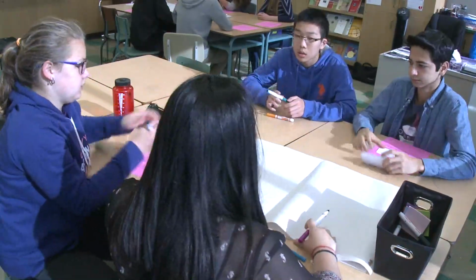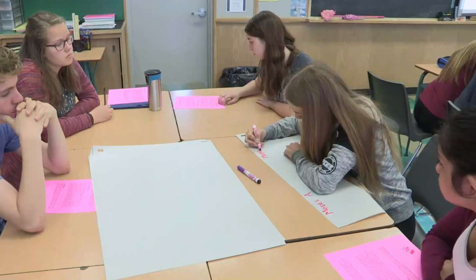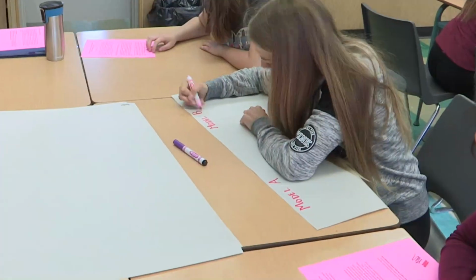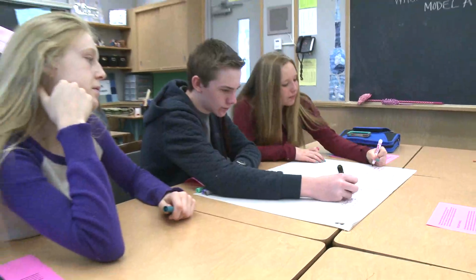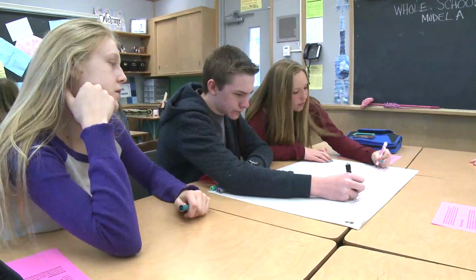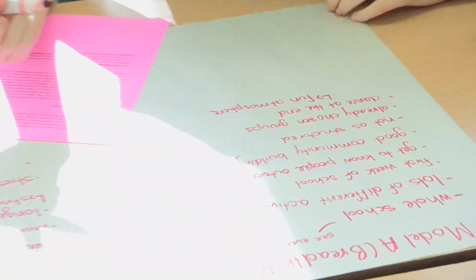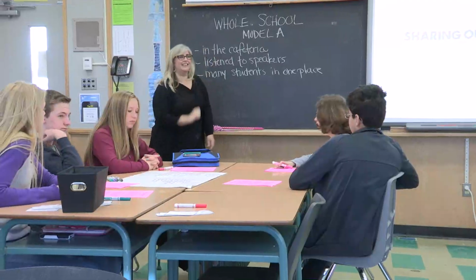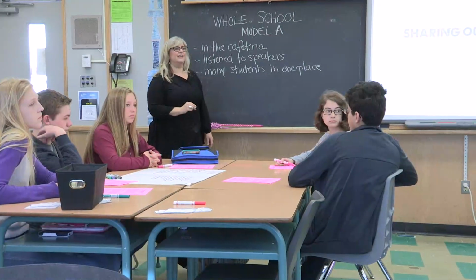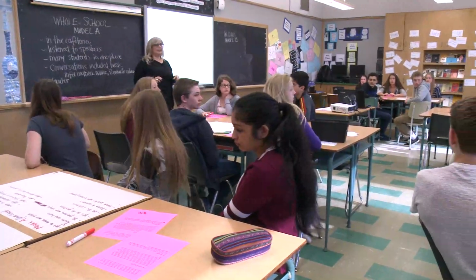We don't want to like or dislike one model over the other, so we're going to try to describe it using non-biased language. And I want to start with some ideas for model A, whole school. Tell me one thing that a whole school model for icebreakers looks like. Yes? Well, a lot of the conversations were very shallow. When we were doing the icebreakers in the cafeteria, it was very basic information we were telling each other. Okay, yeah. There's a lot of structure.